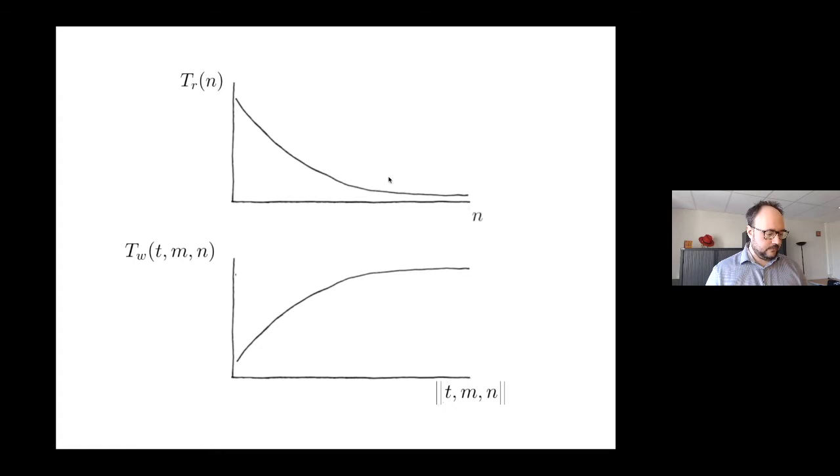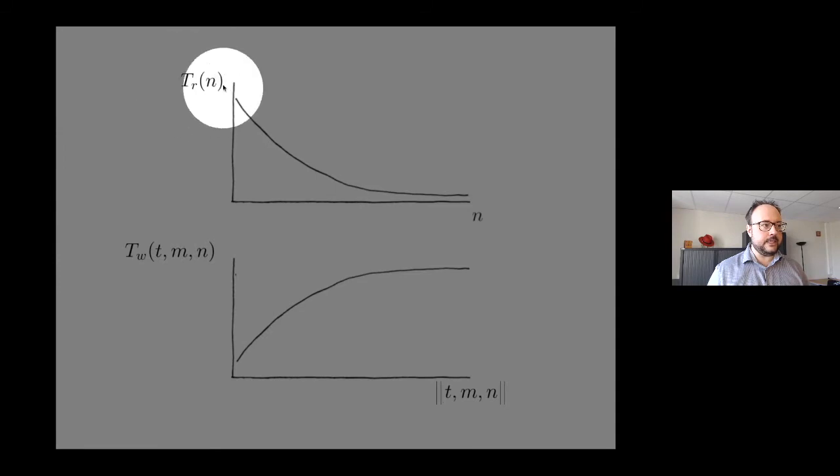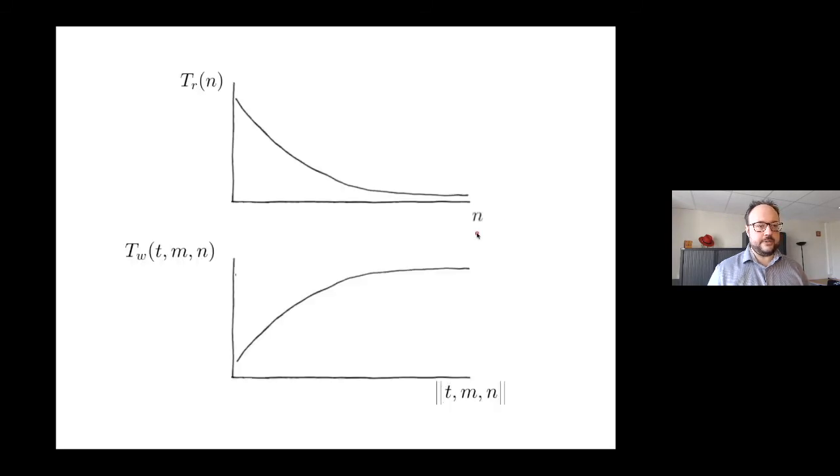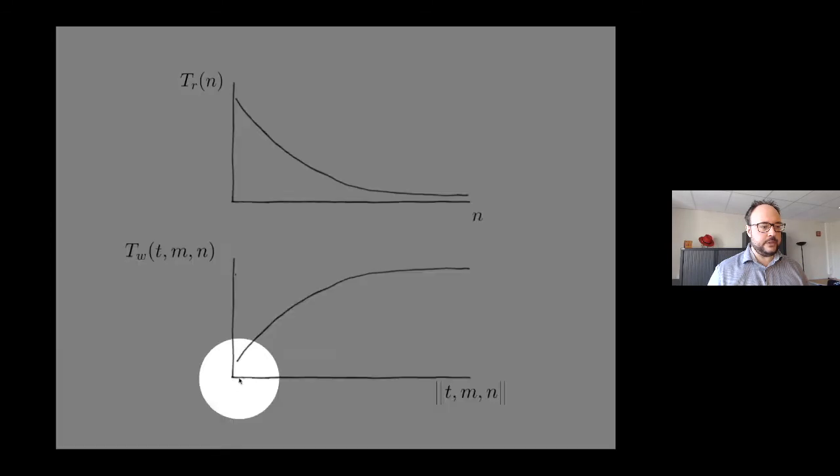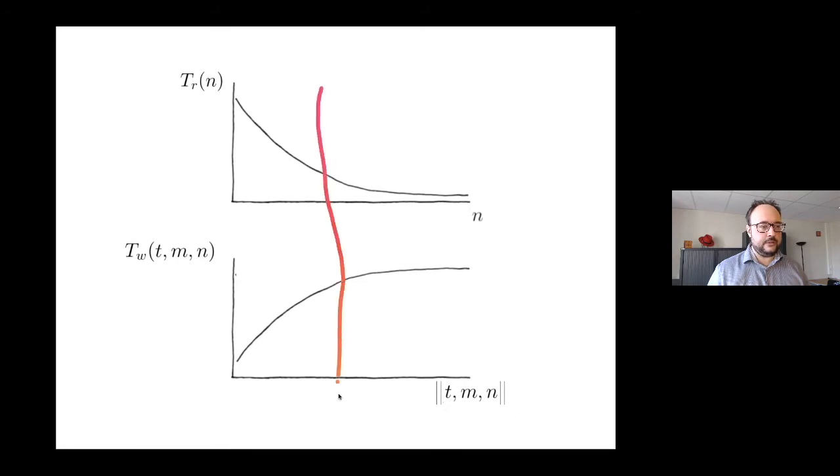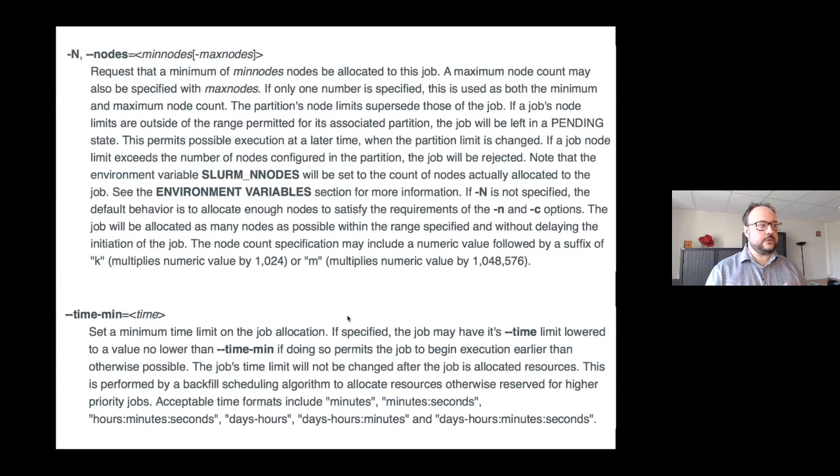So if you have a look at the running time, as I said, it mostly is a decreasing function of the size of the job, while the waiting time is mostly an increasing function of the size of the job. So what you need to find is your sweet spot in here. And it's not easy to find, and the more jobs you submit and the more information you look at about those jobs in the accounting, the more you will be able to precisely define how many resources you would need to request. Slurm has two options which you can use in terms of nodes and time.